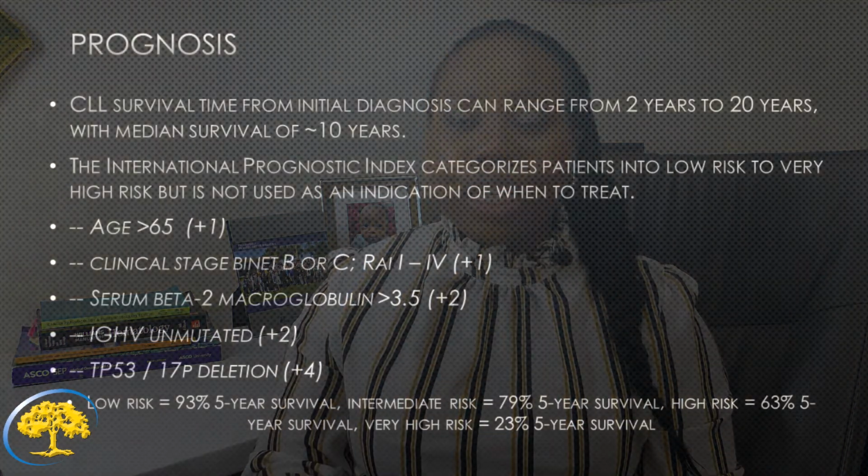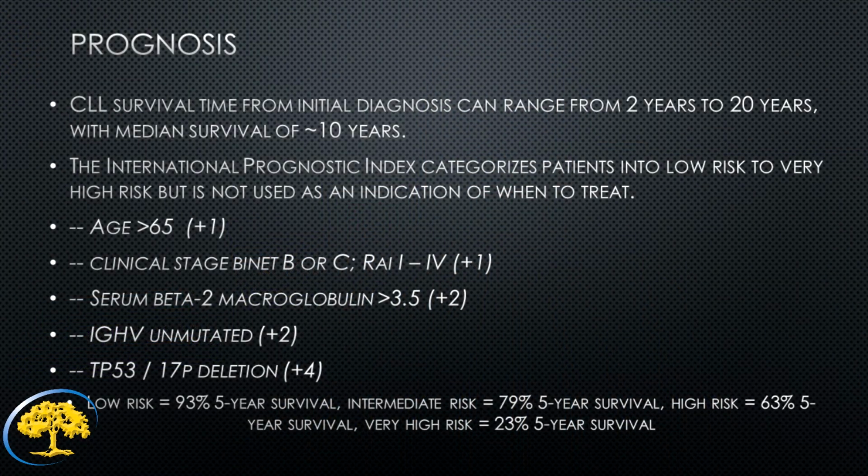Okay, we're almost done. So we've covered staging, now prognosis. The importance of staging, again, is to help us determine prognosis. Typically, the survival time for CLL is pretty heterogeneous. What that means is that it's not just a small number. It can range from 2-year survival to 20-year survival, depending on when the person is diagnosed and the stage at which they are diagnosed. But the average survival is probably around 10 years.